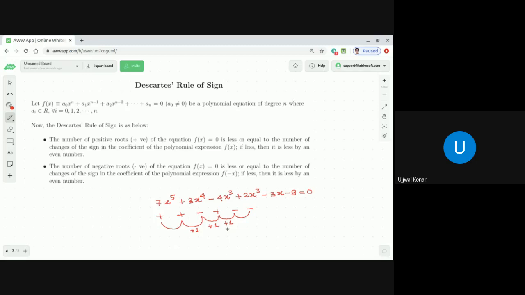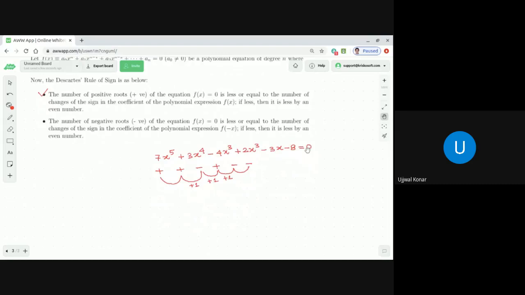Got it, dear students? Now let us get back to the statement. The number of positive roots of the equation f(x) equal to 0 is less or equal to the number of changes of sign in the coefficients of the polynomial expression f(x). That's what we have done here. If less, then it is less by an even number. Correct? So this is the way we can find the maximum number of positive roots this equation is going to have. In the same manner, we can find the maximum number of negative roots this equation is having.